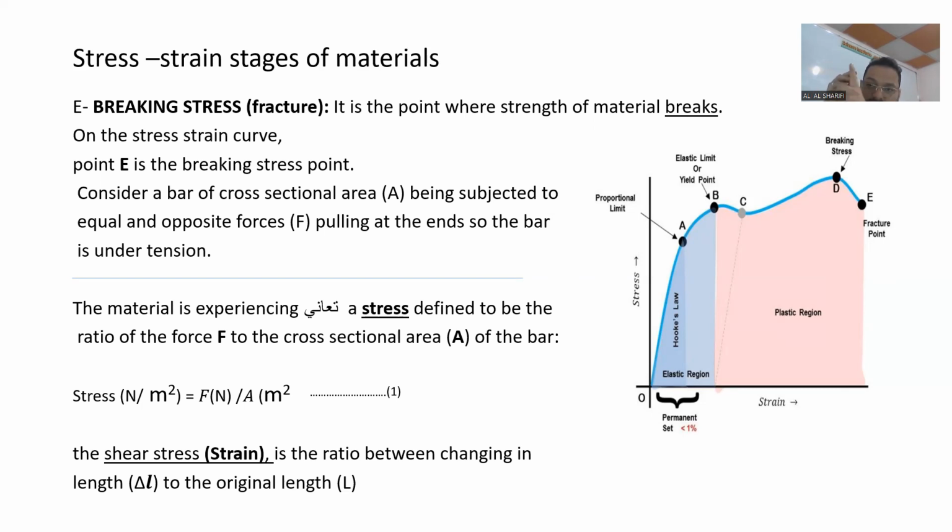That means the cross-sectional area of this bar material is the point where the strength of the material breaks on the stress-strain curve. Point E is the breaking stress point.